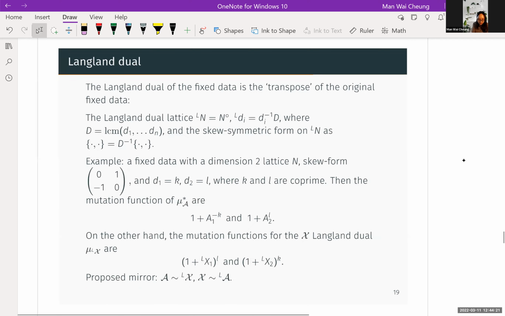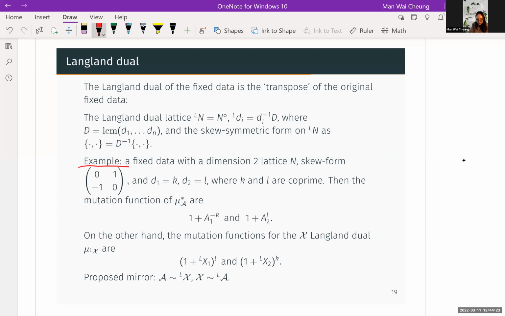So let us go over an example to see how these things go. We have a two-dimensional lattice. The skew-symmetric form is just 0, 1, minus 1, 0. And now we have D1 is K, D2 is L, where K and L are coprime. And then if we go over all the computation and combinatorics, the A mutation will be 1 plus A1 to the minus K and 1 plus A2 to the L.